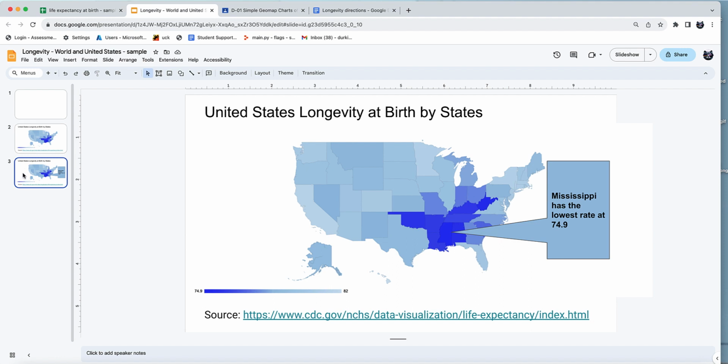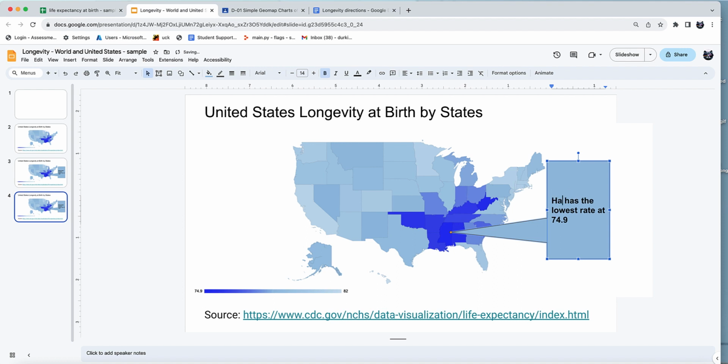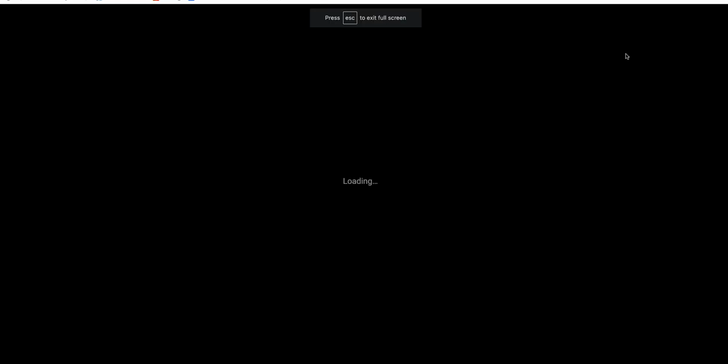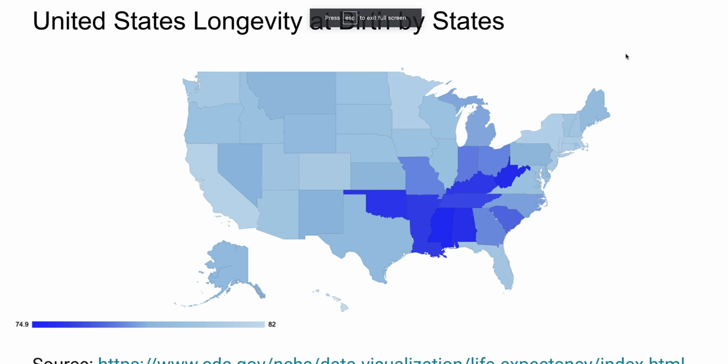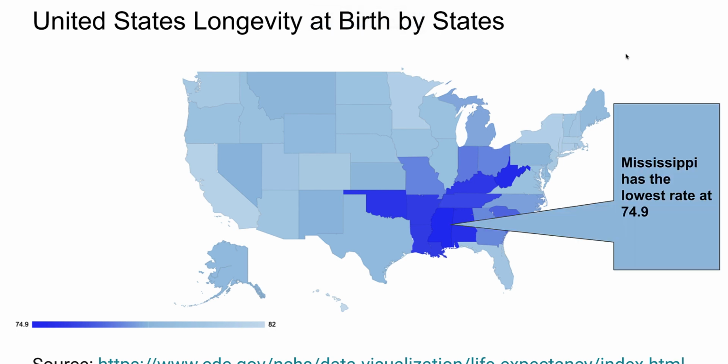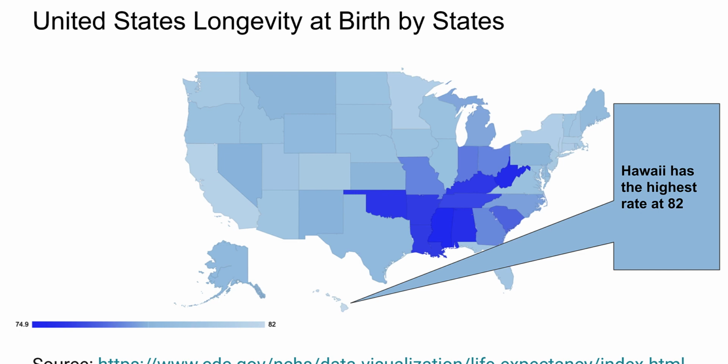So now I can do this again, Command D, change this one to Hawaii. Sorry about that. So a difference of 7 years on average. And Hawaii is right over here. Oops, I didn't want to move the box. Command Z. Just assume the box stays put. So now, there's my map. Here's where Mississippi has the lowest rate. Here's where Hawaii has the highest rate.